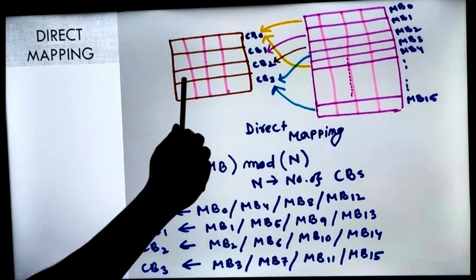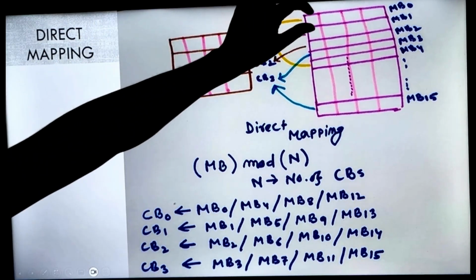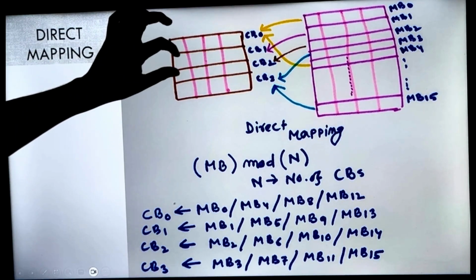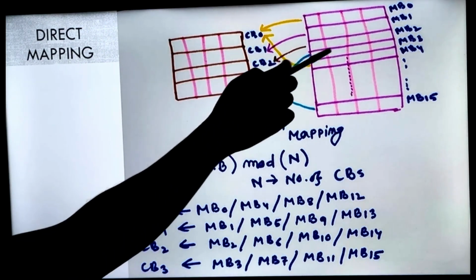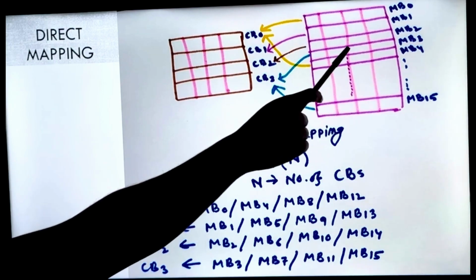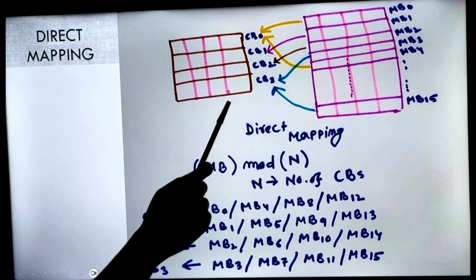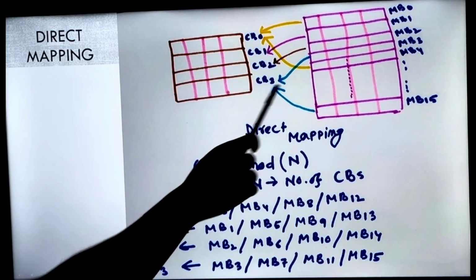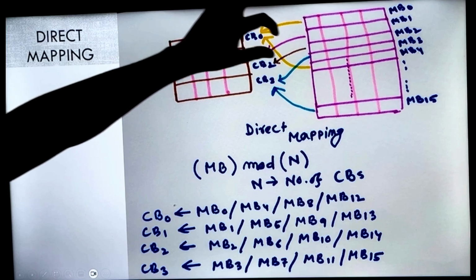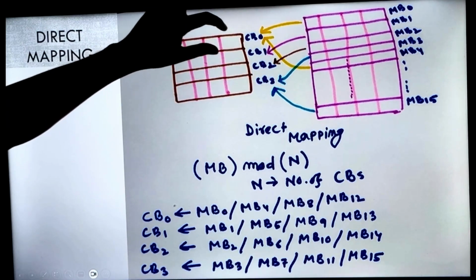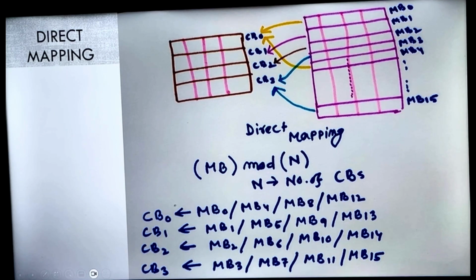I have 4 different spaces, 4 different cache blocks. Now, shall I map this MB0 to CB0, CB1, CB2 or CB3? Who will decide that? This is nothing but mapping. Mapping means whenever you are copying or taking something from main memory to cache memory. Now the problem is, who will tell me where to move this MB to CB? There is an issue. For that, we have 3 different mapping techniques.